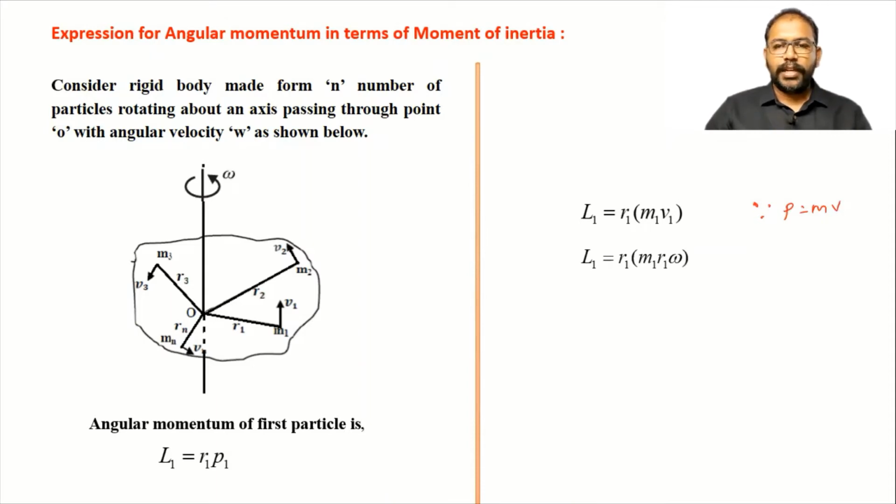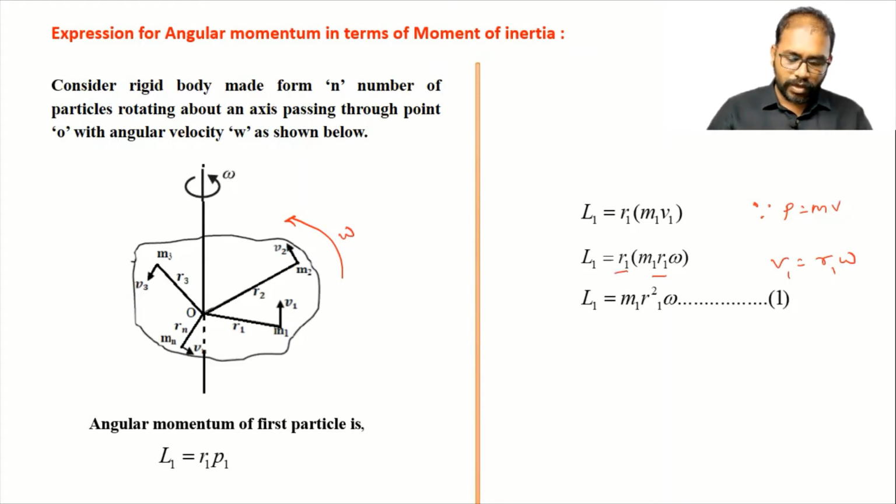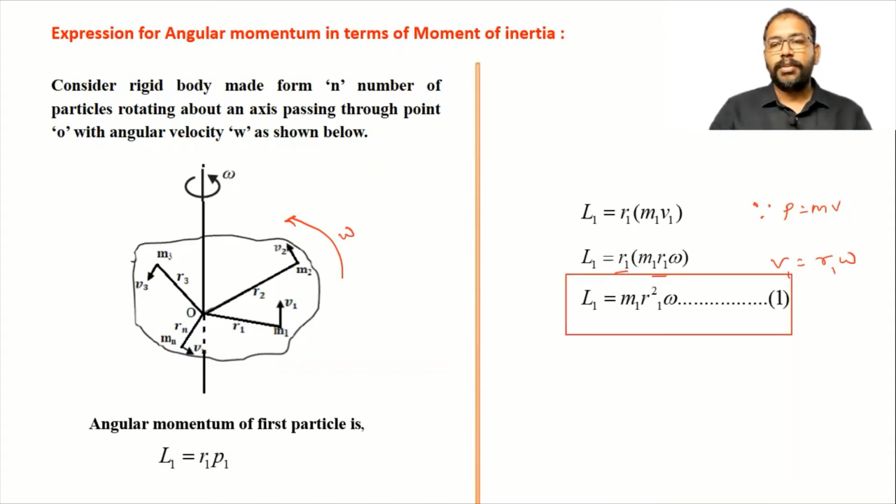So we get the formula r1 m1 v1, and then you know that v is equal to r omega. So we can write v1 is equal to r1 omega. We cannot write omega 1 here, because omega is the same for all the particles, it is constant. So we get r1 m1 r1 omega, and this r1 and r1 we can multiply and we get r1 square. So this is equation number 1, the angular momentum of the first particle.